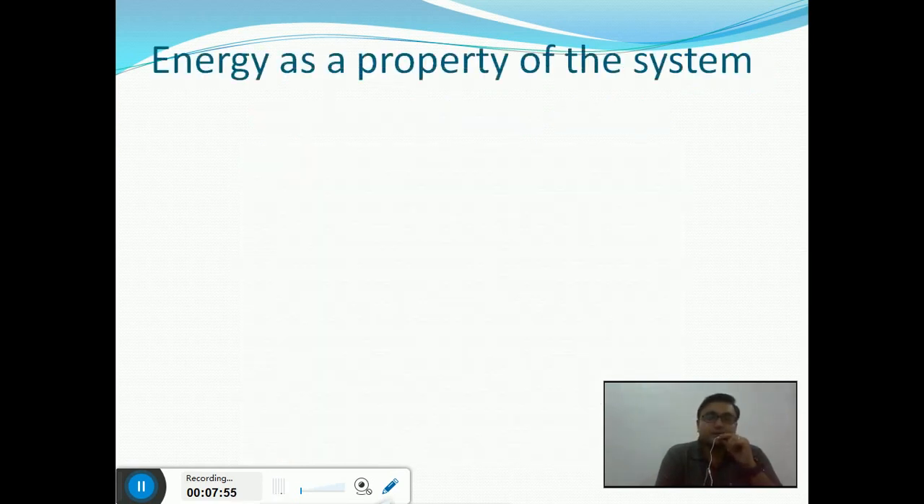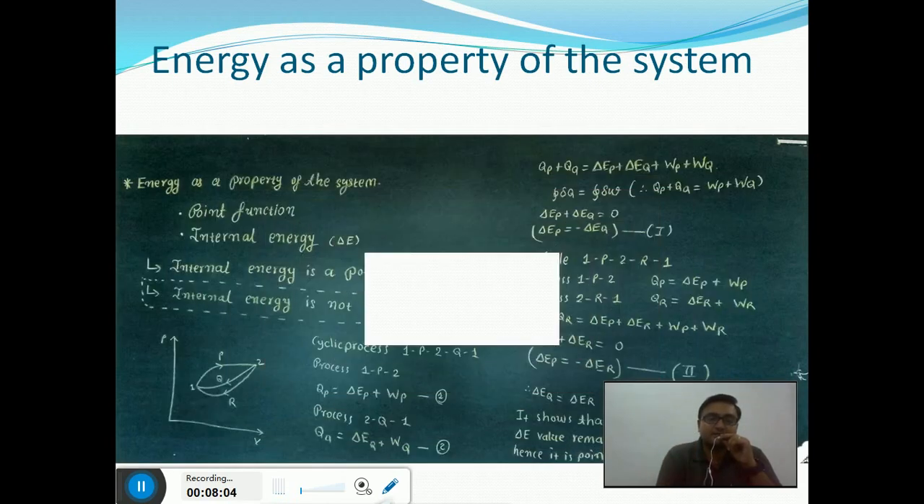Energy as a property of the system. This phenomenon is generally asked in the GTU examination for 7 marks. Let's see how to solve it.